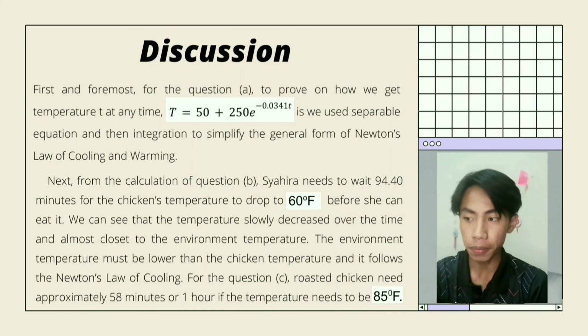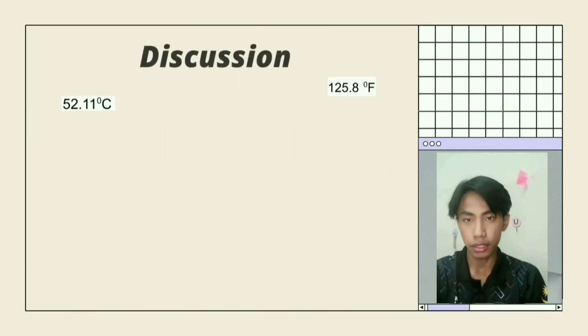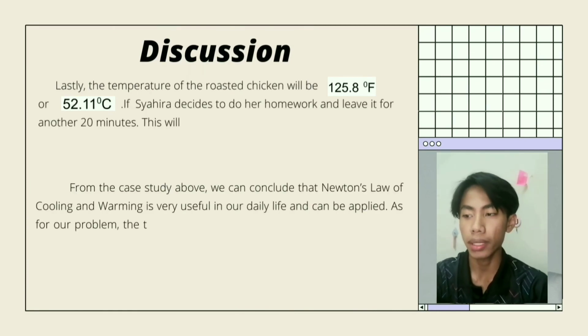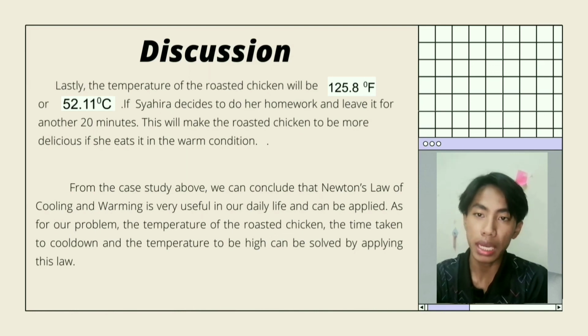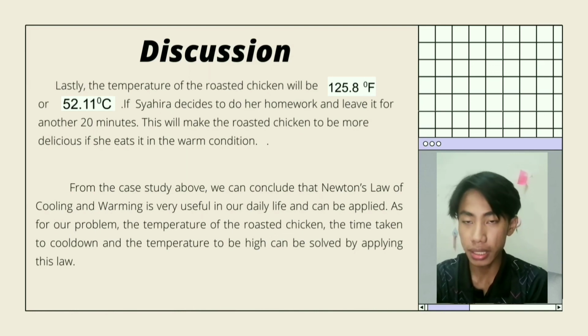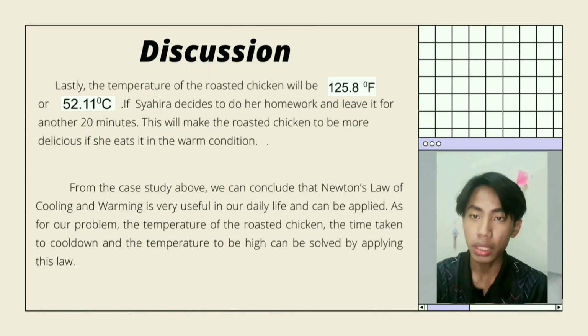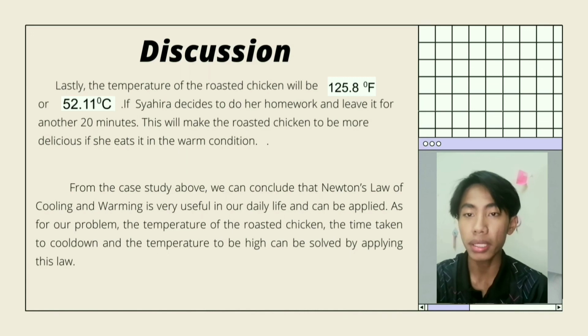And for question C, the roast chicken needs approximately 58 minutes or 1 hour if the temperature needs to be 85 degrees Fahrenheit. And lastly, the temperature of the roast chicken will be 125.8 degrees Fahrenheit or 52.11 degrees Celsius if Syahira decides to do her homework and leaves it for another 20 minutes. So this will make the roast chicken more delicious if she still eats it in the warm condition.